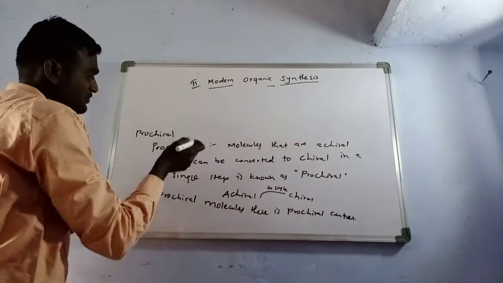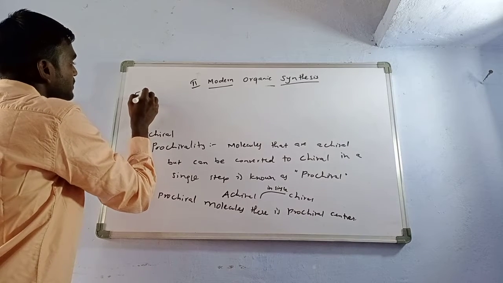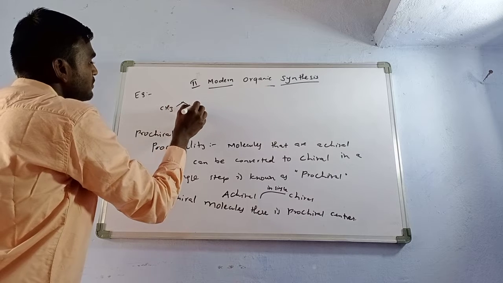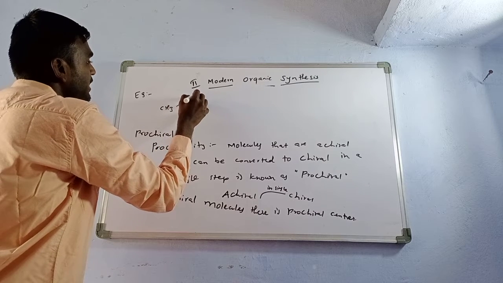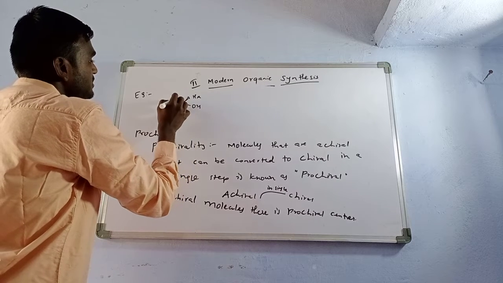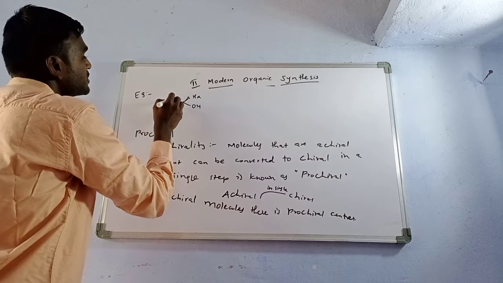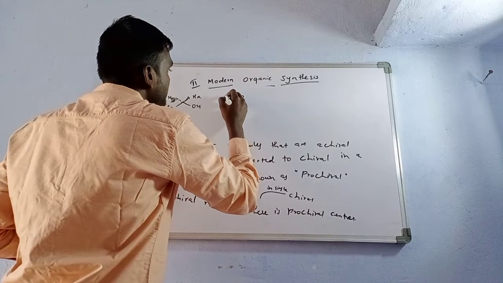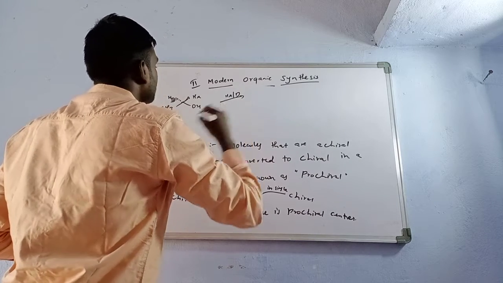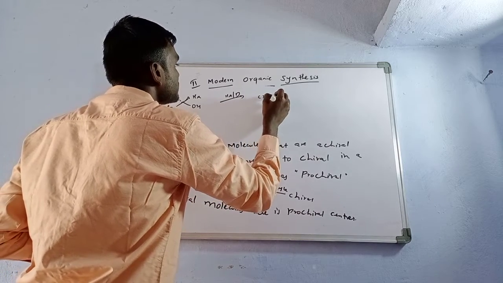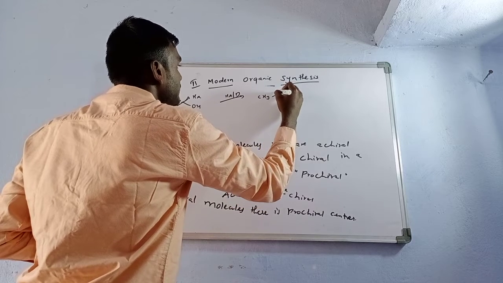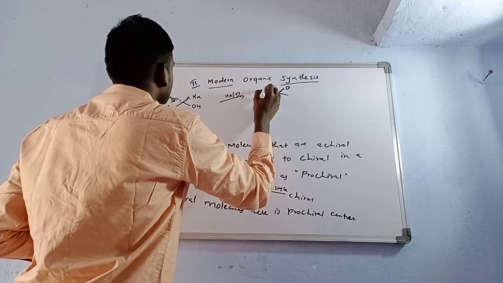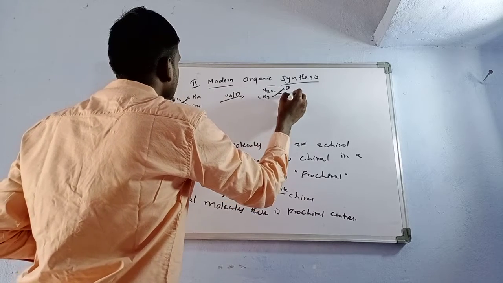Let's see some examples of prochiral molecules. We know the ethanol molecule, right? This is the ethanol molecule. Here, let's take this hydrogen as HA, and this dotted line as HB. Whenever HA is replaced by deuterium, this is the deuterium, this is HB and this is OH.